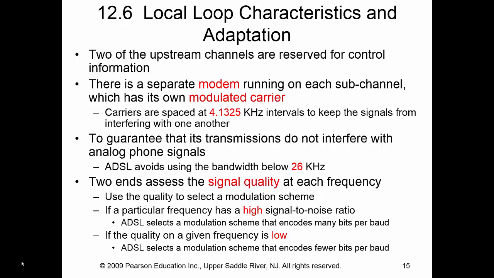What they also do is if a particular frequency has a lot of noise on it, it allows you to encode bits at a different rate. But you do have to recognize that the quality on a given frequency may be low, and thus ADSL modulation could actually encode fewer bits per baud, thus making it a little bit slower connection. So with DSL, it's not always as straightforward as it may seem.